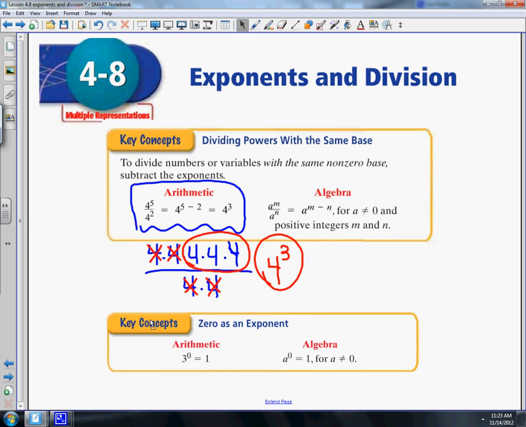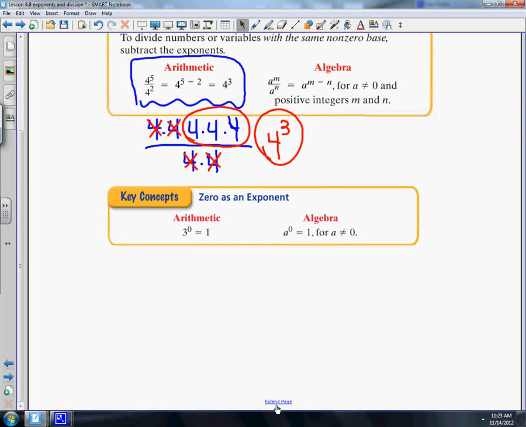So also another key concept that you need to write down is anything to the 0 power equals 1. So if I have 3 to the 0 power, that equals 1. If I have 3 to the 1st power, it equals 3. And if I have 3 squared, that equals 9.